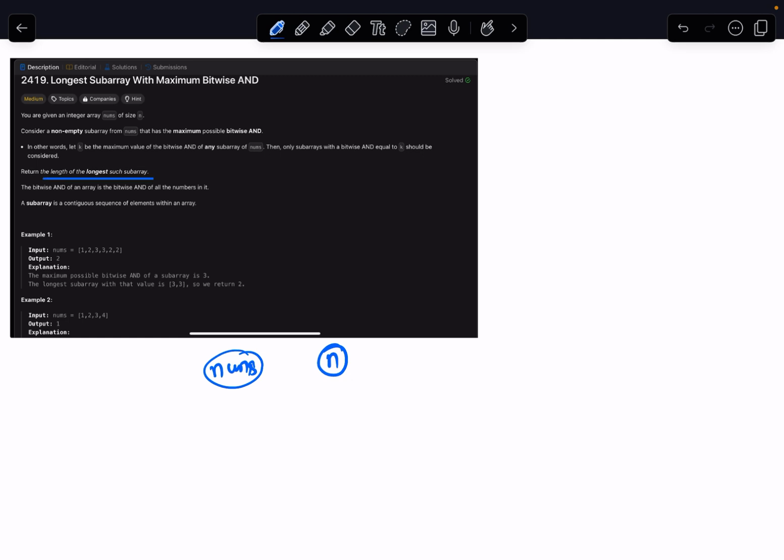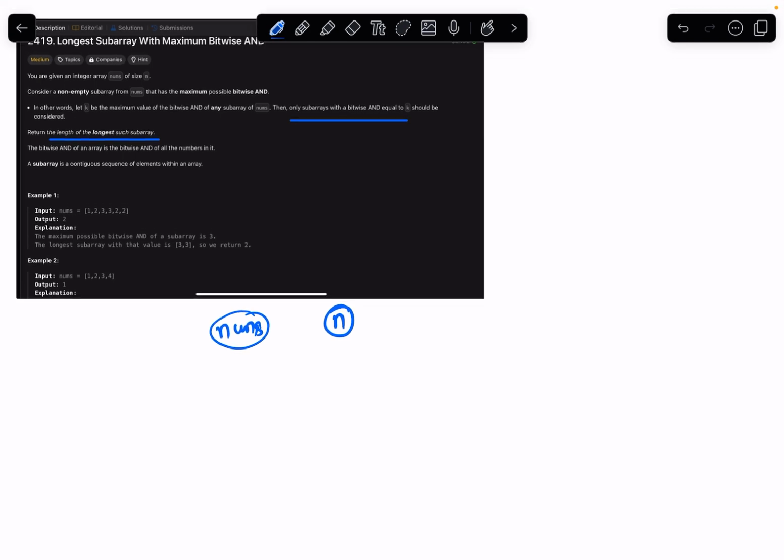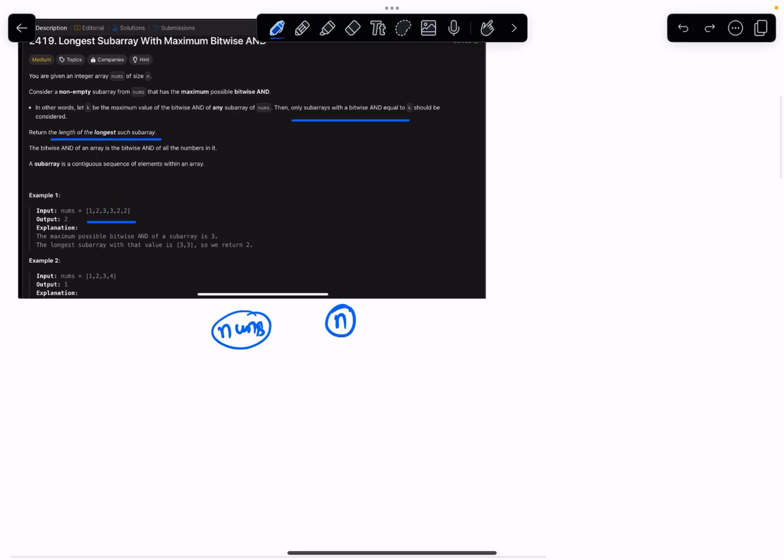In this subarray, we are taking the bitwise AND of that subarray. Basically, we need to find the longest subarray whose bitwise AND is maximum. That's our first test case. In this first test case, the array is 1 2 3 3 2 2. The subarray is 3 and 3. 3 and 3 is your maximum. They give you the maximum answer. But we are finding the subarray.